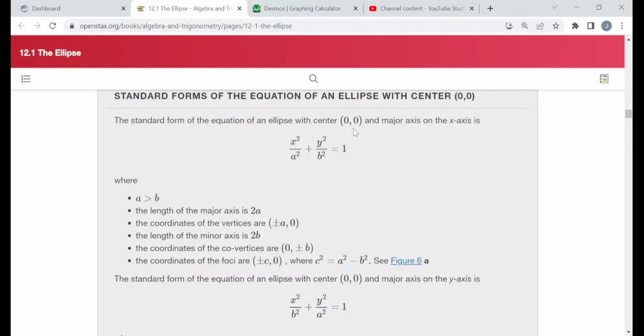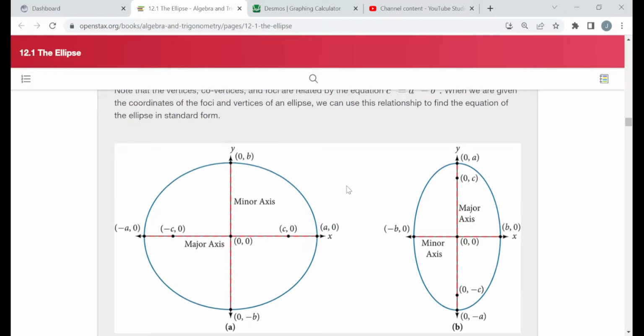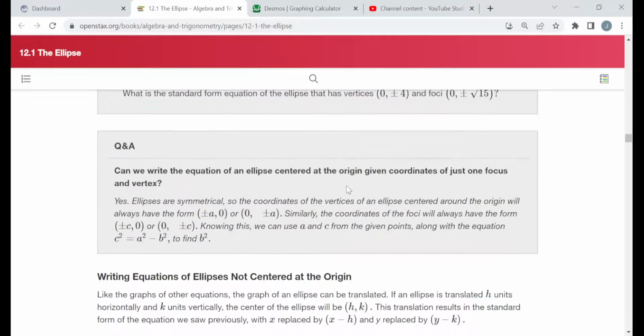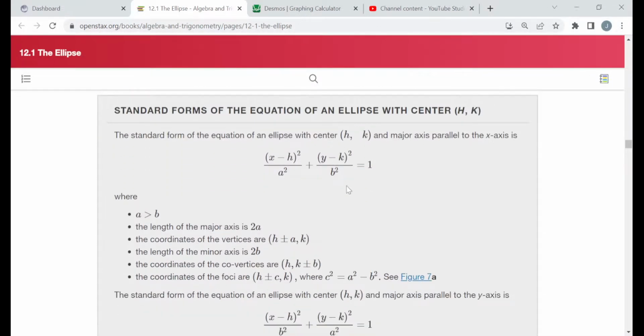Instead of the center being at 0, 0, we replace x with x minus h and replace y with y minus k, and that'll cause some sort of vertical and horizontal shift, and the center will be at a point called h, k. So that's what we've got here. The standard form of the equation of an ellipse with center h comma k, where h is the x coordinate of the center and k is the y coordinate of the center, and major axis parallel to the x-axis.